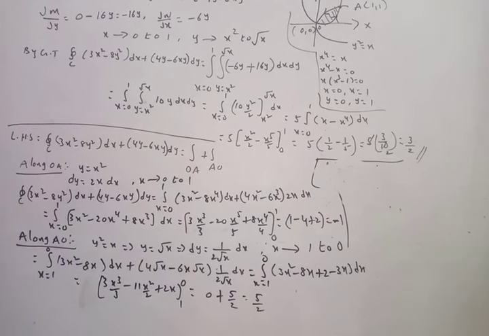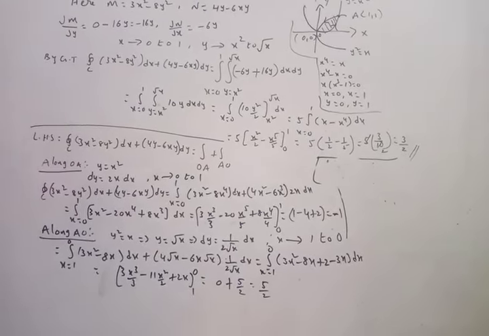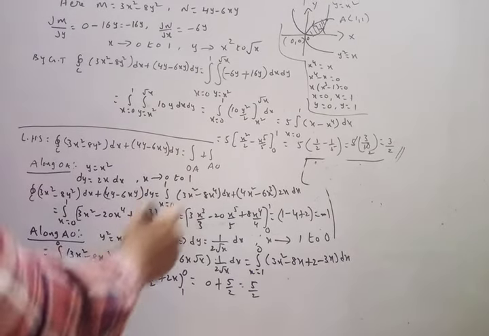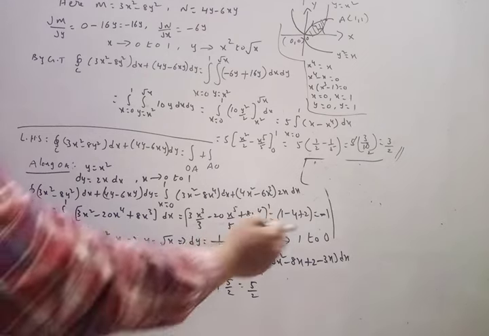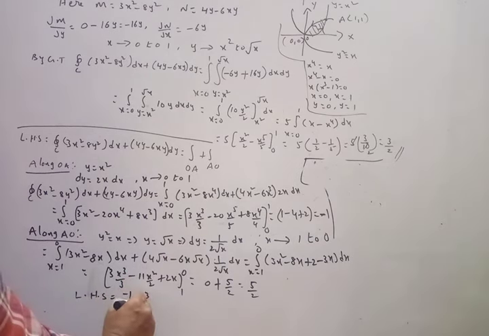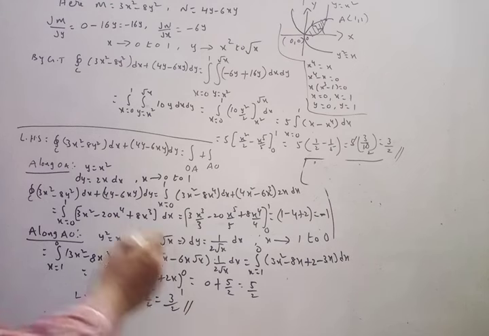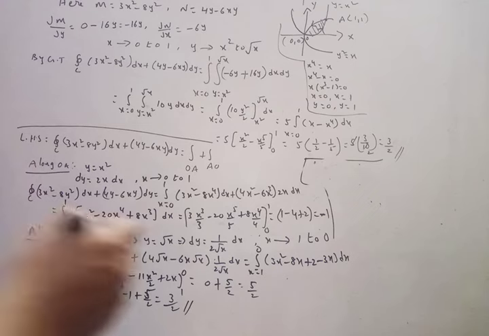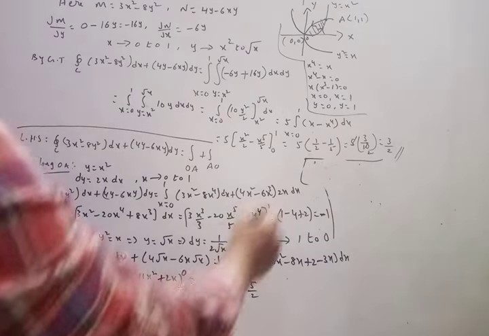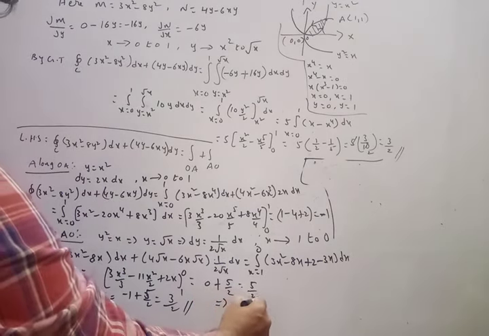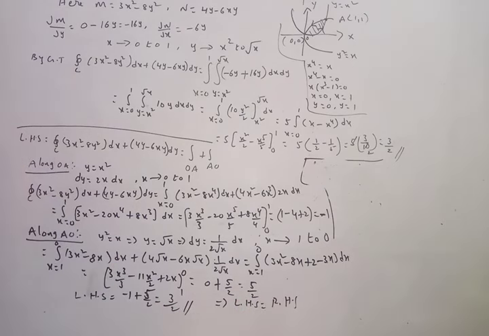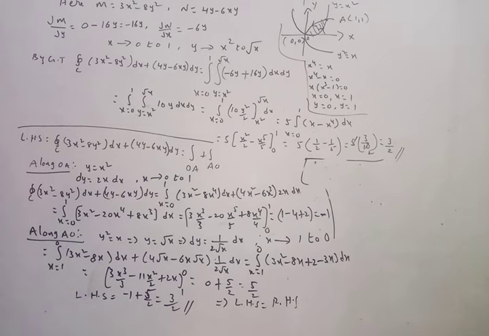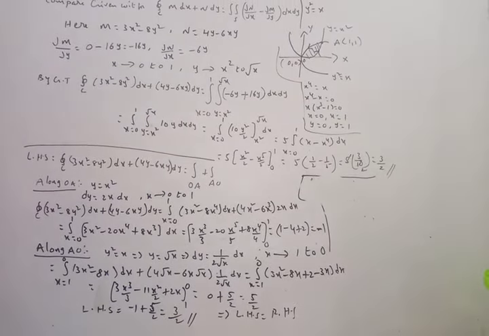So therefore, what we have to do now? LHS we have to add, no. So LHS is equal to minus 1, earlier we got minus 1, plus 5 by 2, which will give you 3 by 2. So therefore, LHS is equal to RHS. RHS also we got 3 by 2. So LHS also 3 by 2. Both values are equal. Green's theorem is verified. Like this, you have to solve this problem.